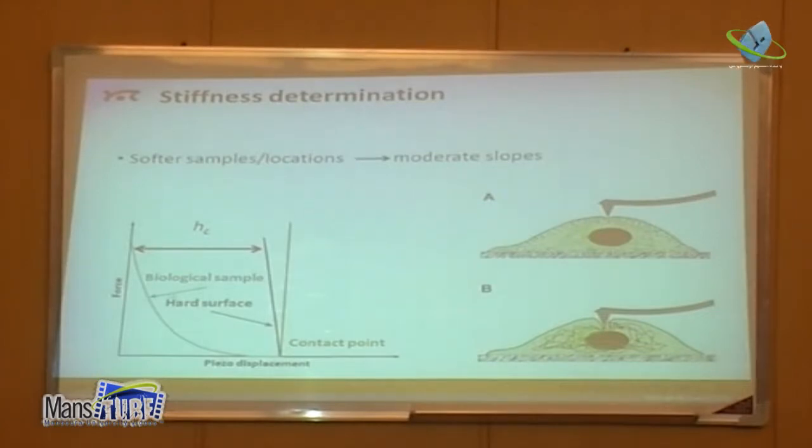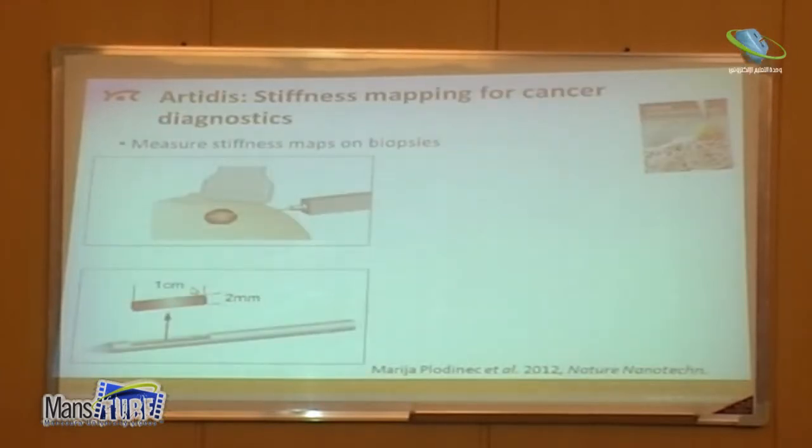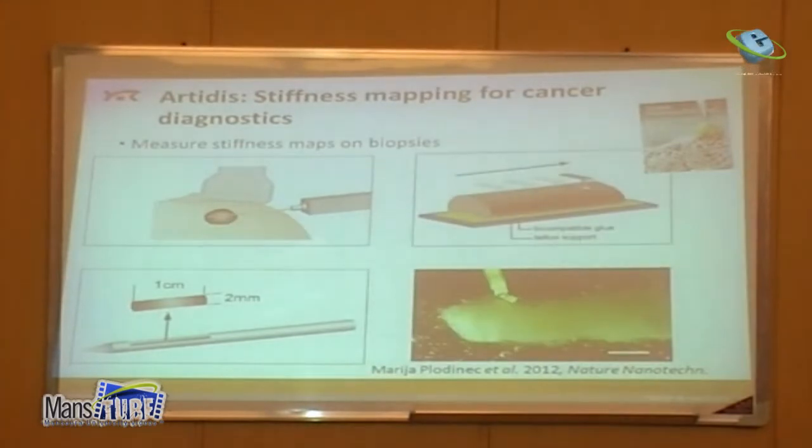So we have the force as a function of distance, and actually, if the sample is soft, the slope goes like this, and when the sample is hard, it goes straight to 90 degrees. This is the maximum value it can reach. Okay? In this case, you have a hard sample, and in that case, you have a soft material. And then you can measure the slope here, and when you measure the slope, you can also calculate the stiffness out of it. Okay? This is what I showed you yesterday.